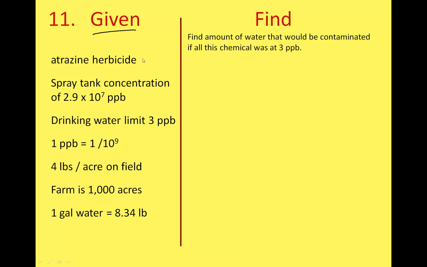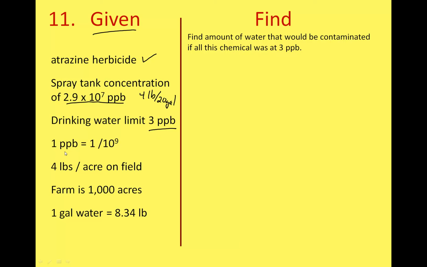First off, atrazine is a herbicide. It controls weeds in corn. It has a spray tank concentration of 2.9 times 10 to the 7th parts per billion. Again, that's close to 4 pounds per about 20 gallons of water that's in the spray tank. And for drinking water, 3 parts per billion is what's accepted as contamination. So you can still drink that water below 3, but it's illegal above 3.